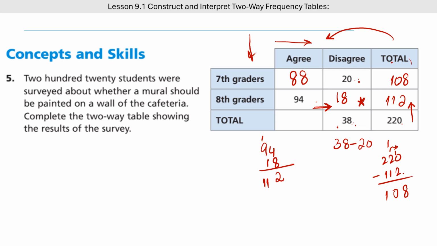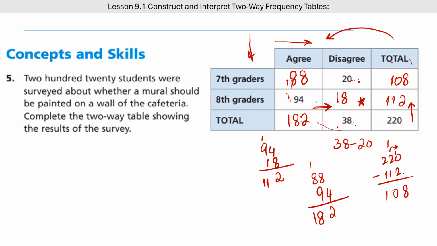Again, if total is given, I want to go back, I will subtract. Or if I have the two things on the top, I want to find the total, I will add, which means 88 plus 94. So it is easy for me to add rather than subtract. So 8 plus 4 is 12, 2, 1 carry, 9 plus 9 is 18. So 182. Now check.